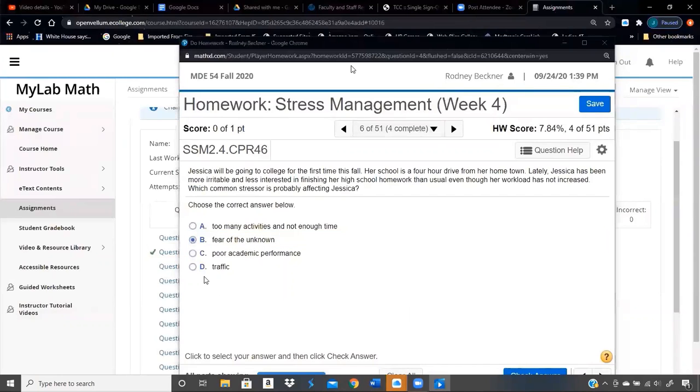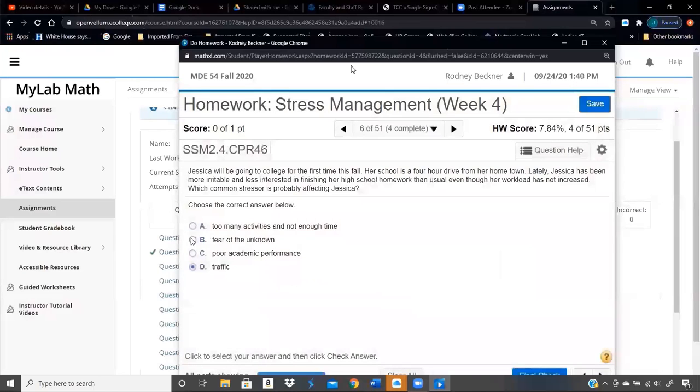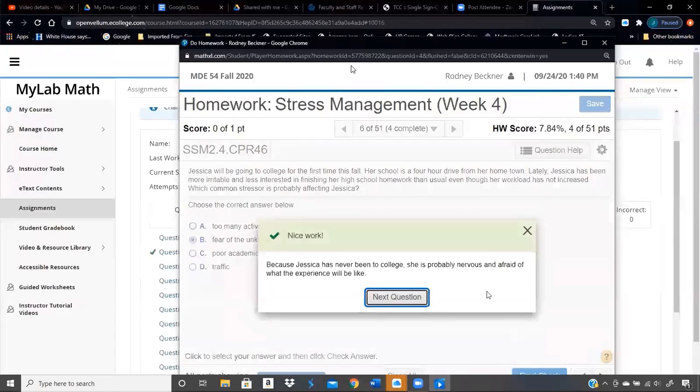I got to vote for D and B. I got to vote for D first, so let's check it. And we were right. Although Jessica will have to drive 4 hours to and from school, she does not have to do this until the fall. So her irritability and lack of interest in her homework is probably a result of being nervous and afraid of what college would be like. So that sentence even kind of spoils that it's definitely fear of the unknown.